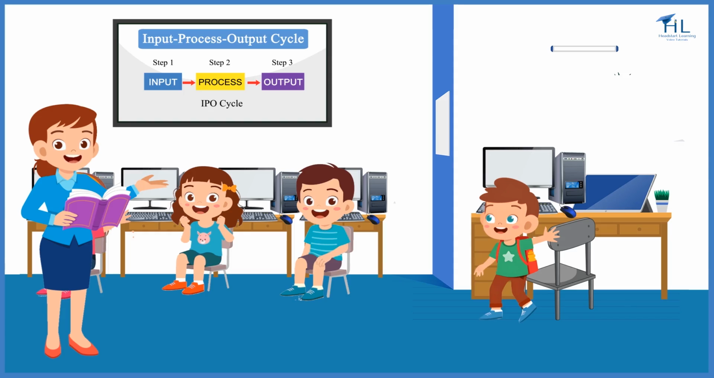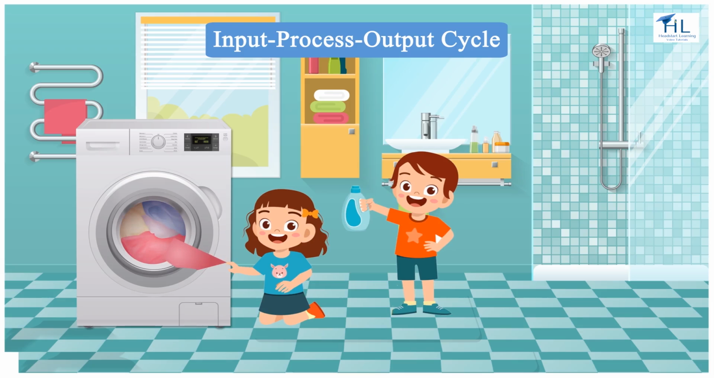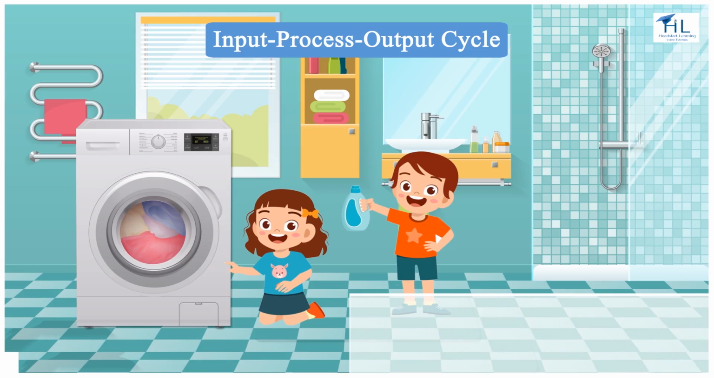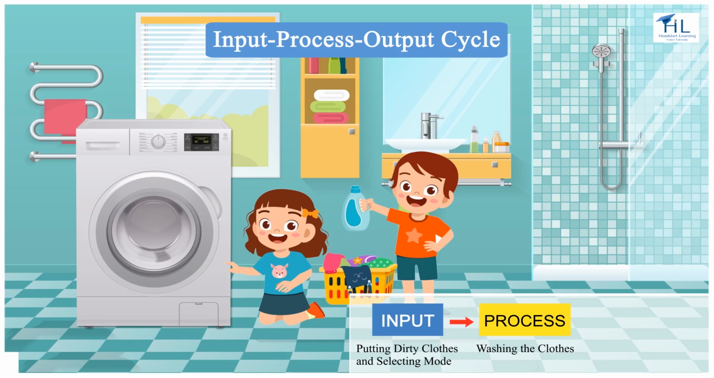Let us see how a washing machine works. We put dirty clothes in the machine and select the mode. Both these steps are inputs. Then the machine washes the clothes, which is a process. Once the process is completed, we get washed and clean clothes, which is the output. Here we see that a washing machine also has an input, process, output cycle.